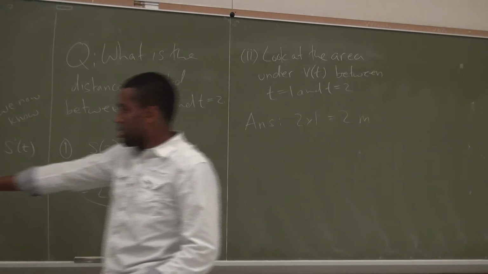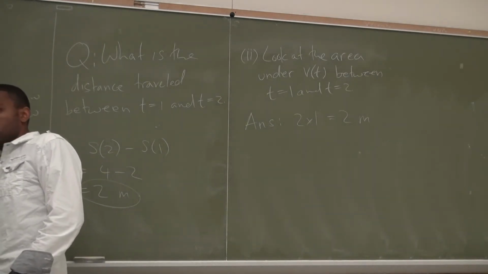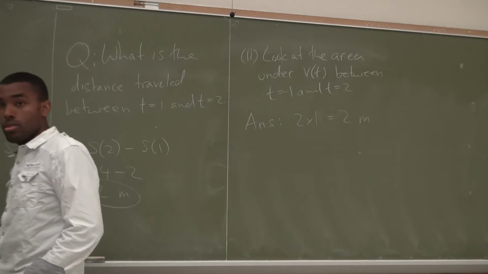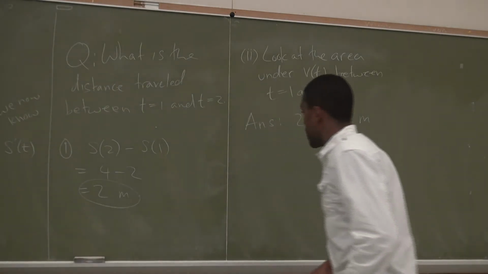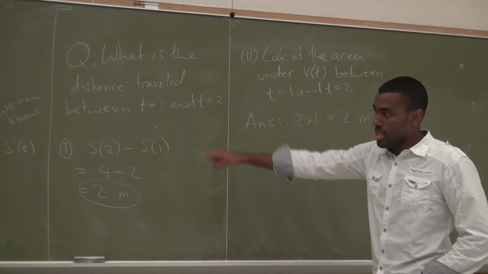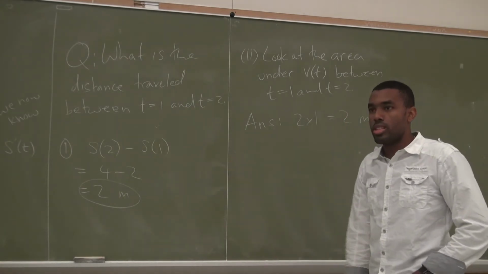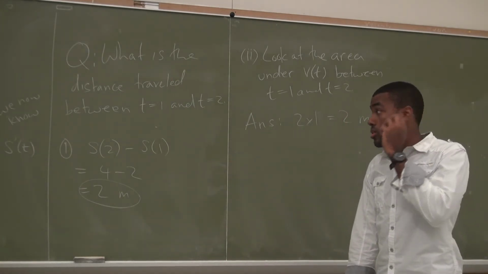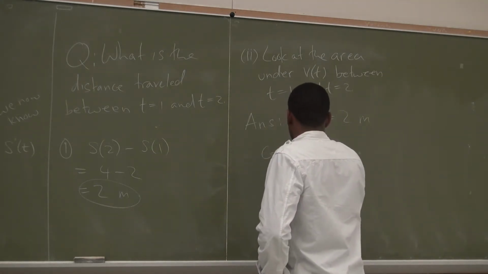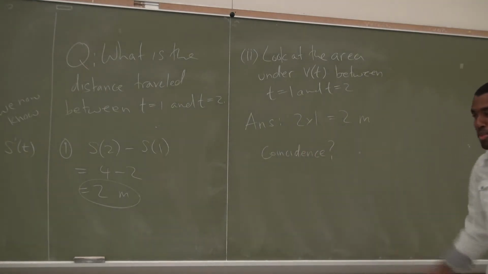It's a rectangle, right? This is just a horizontal line, and I'm looking at the area between 1 and 2. So it's just a rectangle, length times width. I also get 2. And you can try this with a bunch of different numbers in this example, and you realize the area under the velocity curve is always going to give you the distance traveled in that interval. Turns out it's not a coincidence, this always happens.